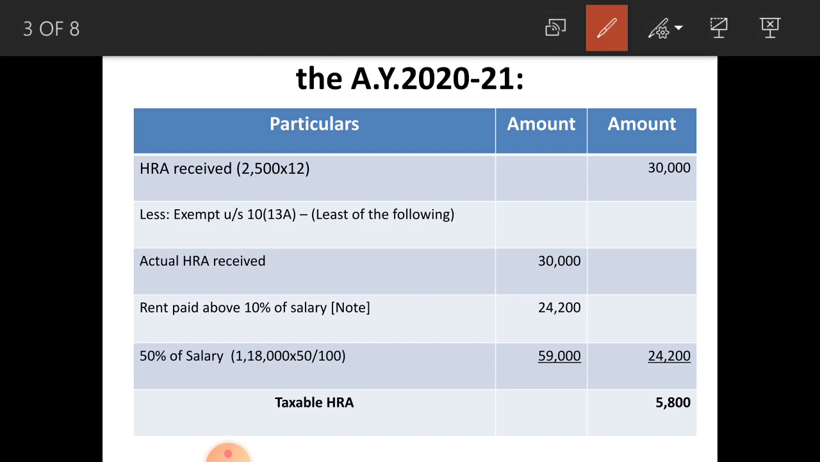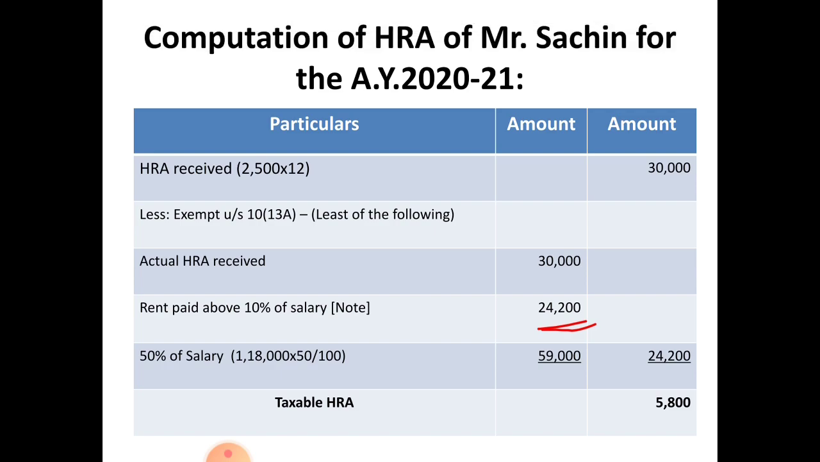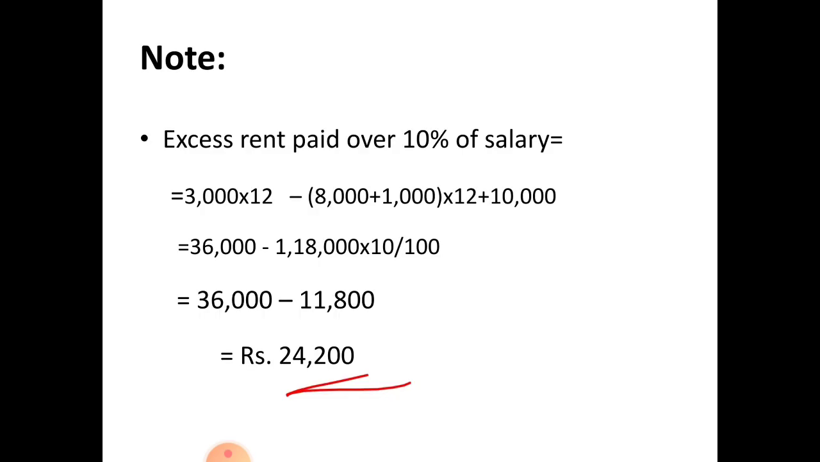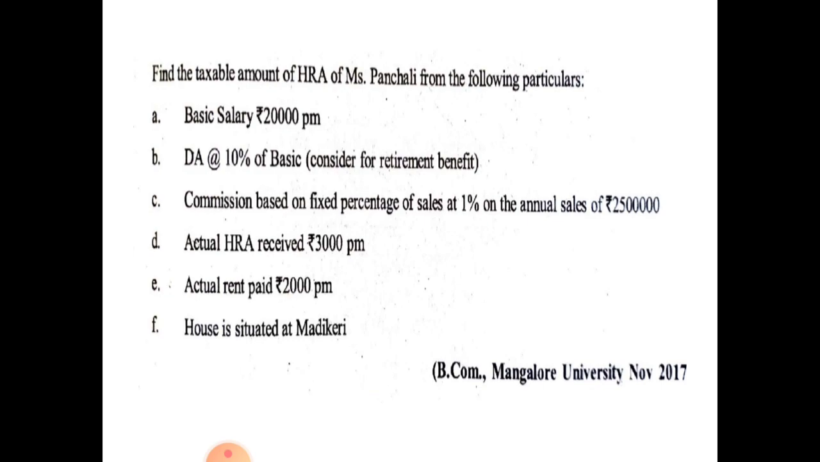Least of the following you have to consider. Here least is rent paid above 10% of salary. When you deduct that from HRA received, you get 5,800 as taxable HRA. This type of problem may come for 4 marks in your final examination. Please give concentration to this type of problem. Very important and very simple problems, and a compulsory problem which will come in your exam.